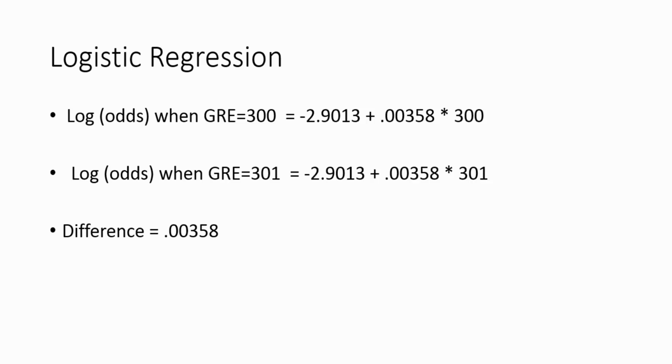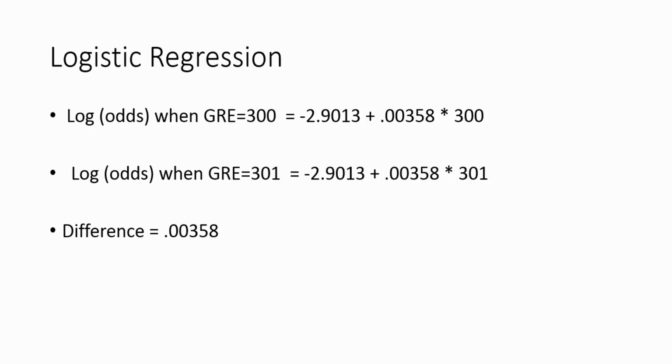Okay. So what is the difference between the log odds when the GRE score increases by 1 unit? Well, you just subtract one from the other. We will subtract the second equation from the first, and it can be done very easily. So what is the difference? The difference in the log odds is nothing but 0.00358. So is this number familiar?